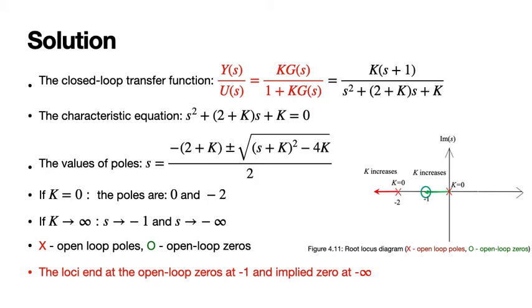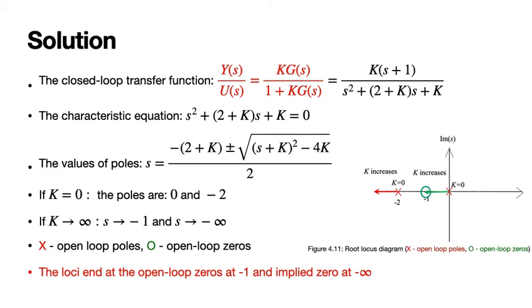These are the root equations, so please try to solve that. The values of the poles are shown here. Then let us look at what happens to the root locus when we vary k from 0 to infinity. If k equals 0, we can see that the poles are at 0 and minus 2. So let me put that in the graph here.